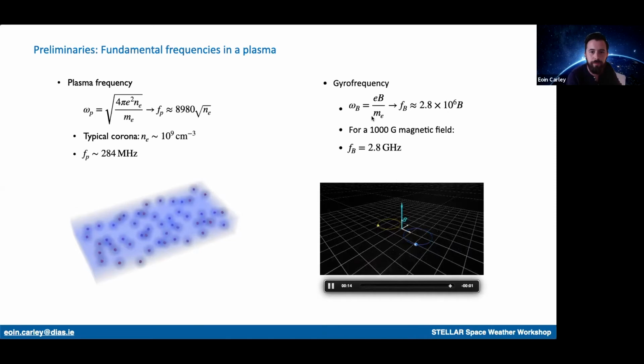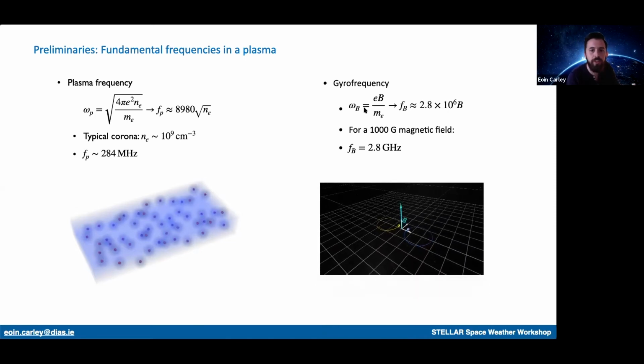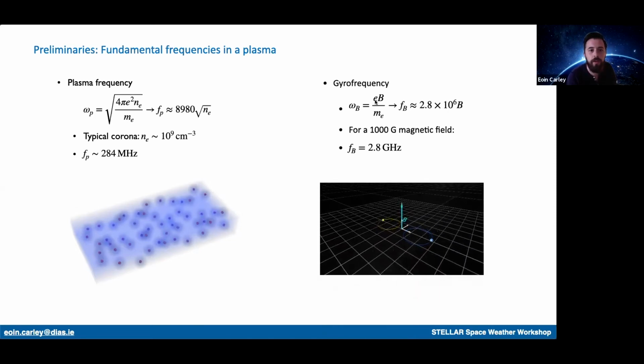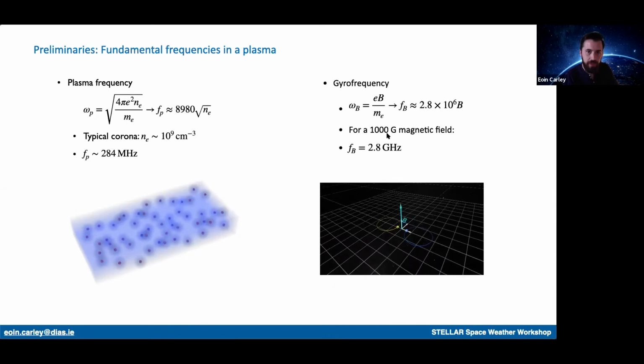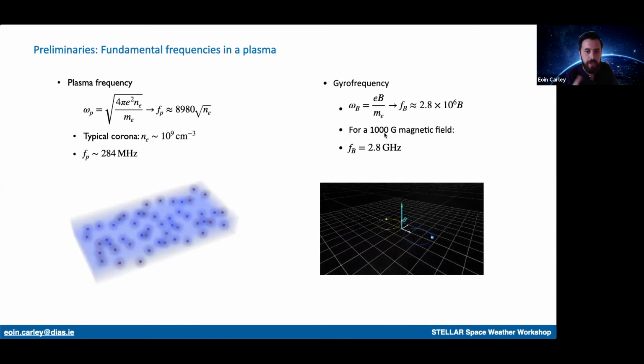For the electrons, the frequency of that gyration depends on the electric charge, the mass, and the magnetic field strength. We can simplify it to this formula here, where B is in Gauss and F is in Hertz. So say for an active region magnetic field, this is actually pretty strong in an active region, a 1,000 Gauss magnetic field gets you a gyro frequency of 2.8 gigahertz.